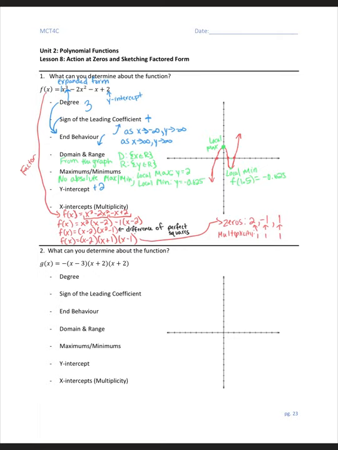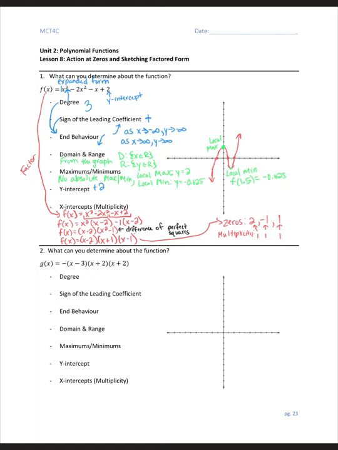Let's look at another example. This time we're already in factored form. So let's see if we can identify all these key characteristics. So in factored form, we have f of x equals negative x minus 3 times x plus 2 times x plus 2.